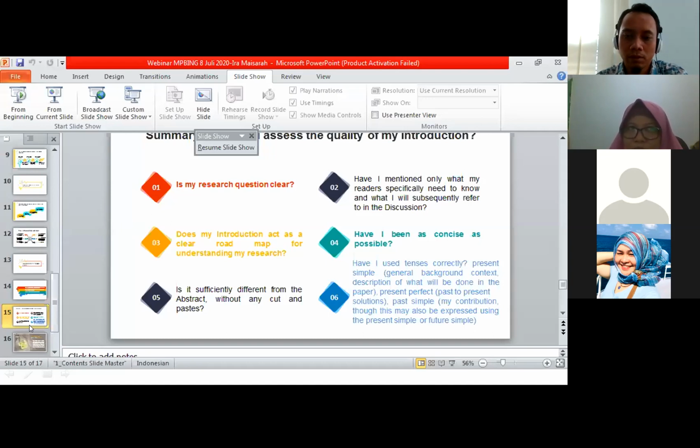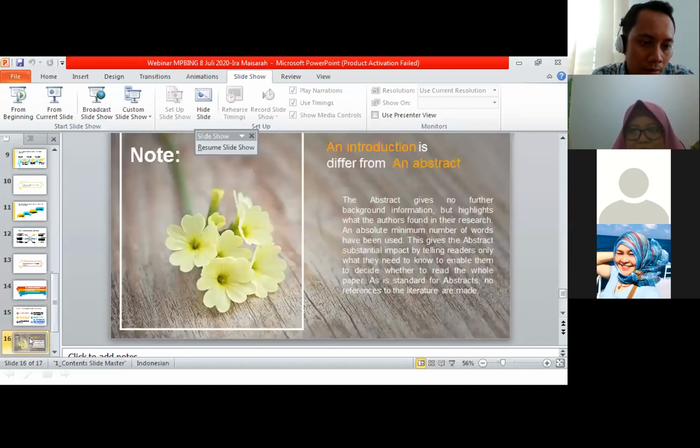So what we are going to do is planned very well, and also it is possible to be assessed, and also sufficiently different, and whether we have used simple tenses or not. But sometimes what may confuse is that the introduction is a very simple part of a thesis and dissertation. Sometimes writers get confused about the difference between an abstract and an introduction.